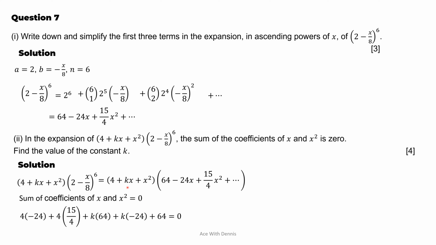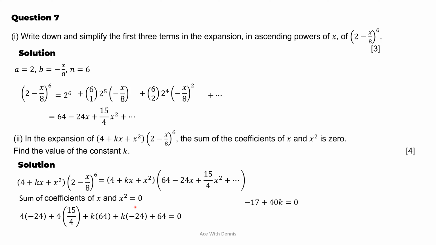Then kx times 64 will give us the x term. Therefore, the coefficient is k times 64. And kx times negative 24x gives us an x squared term, so the coefficient will be k times negative 24. Next, the x squared multiplied with the 64 will give us an x squared term. Therefore, the coefficient will be 64. The other combinations will not give us an x or x squared term.